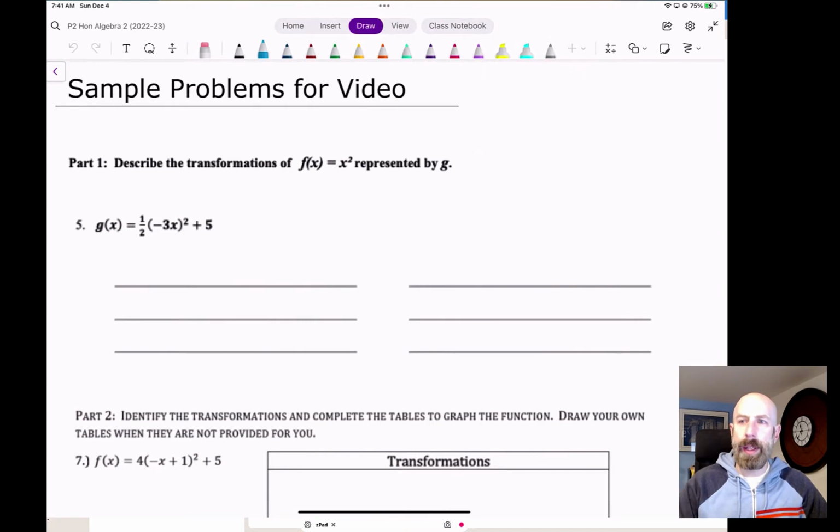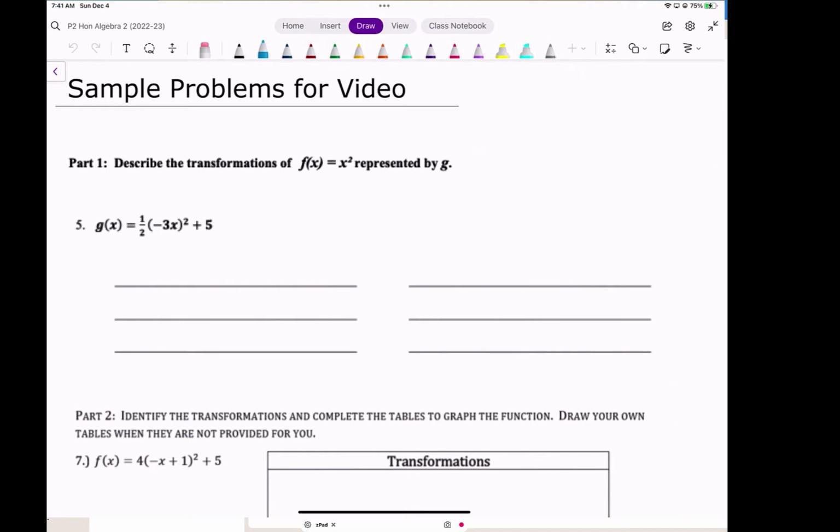If you have been following right along in the class, what we're doing in section 3.1 is very similar to what we had done back in chapter 1. But I wanted to get a video out there that has at least one example of the types of problems you might see that deal with transformations. Here in chapter 3, we're talking transformations of quadratics. So let's dive in.